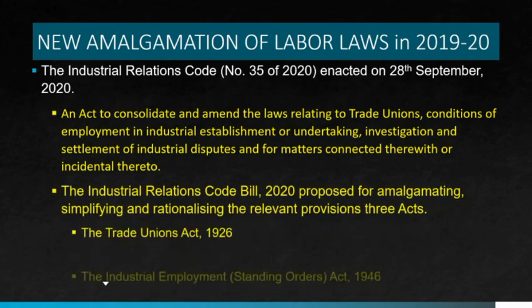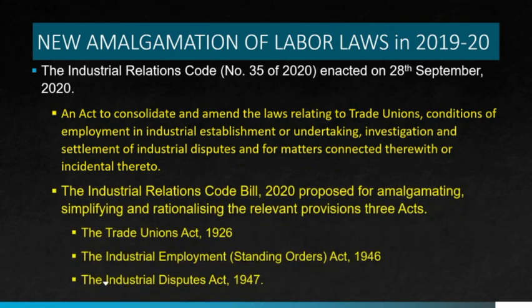What comes under the Industrial Relations Code? The Industrial Relations Code Bill 2020 proposed amalgamating, simplifying and rationalizing three major acts. The first is the Trade Unions Act 1926, then the Industrial Employment Standing Orders Act 1946, and the Industrial Disputes Act 1947. This code is to consolidate and amend the laws relating to trade unions, conditions of employment in industrial establishments or undertakings, investigation and settlement of industrial disputes, and for matters connected therewith or incidental thereto.